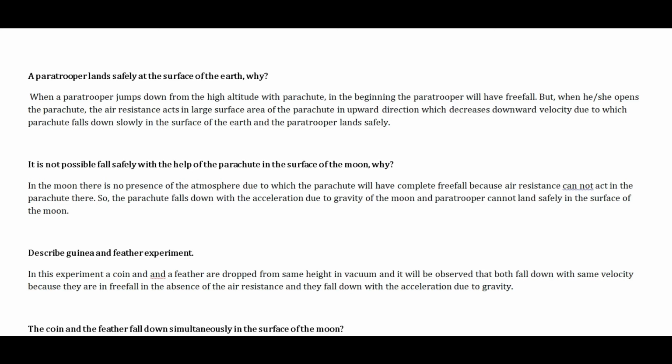So only one thing you have to understand here: there is no presence of air and atmosphere on the moon. That means whenever a paratrooper jumps down from a high altitude, only the force of gravity of the moon acts on the paratrooper, but the air resistance cannot act in the upward direction, due to which the velocity of the paratrooper cannot decrease. The paratrooper will fall down with the natural velocity that has been provided by the force of gravity of the moon, and cannot fall down safely.